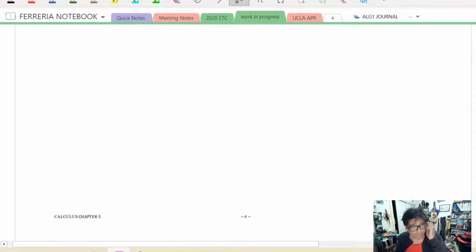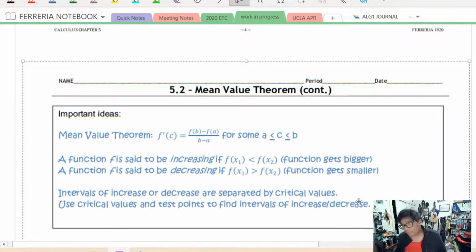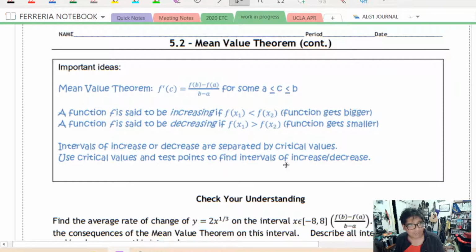And look at that. That's really the end of this section. The key points here: you've got the mean value theorem. We have the definition of increasing and decreasing, and we mean the mathematical definitions of increasing and decreasing. And then we have that intervals of increasing and decreasing are always separated by critical values, and you can use critical values and test points to find them. So we use the critical values to find the intervals. We use the test points to decide whether or not those intervals are decreasing or increasing.